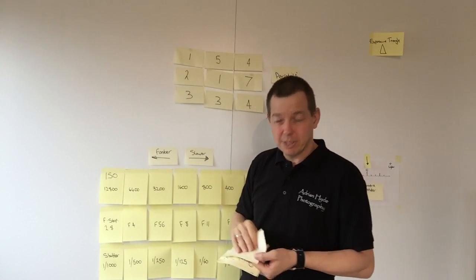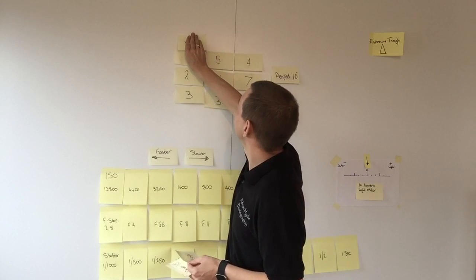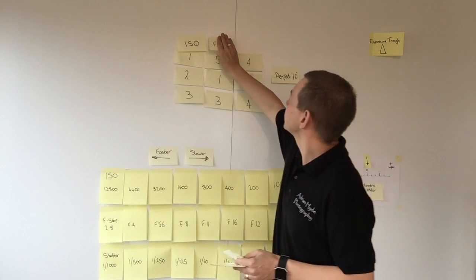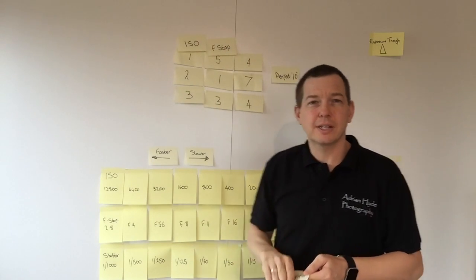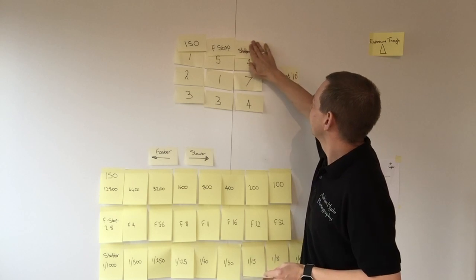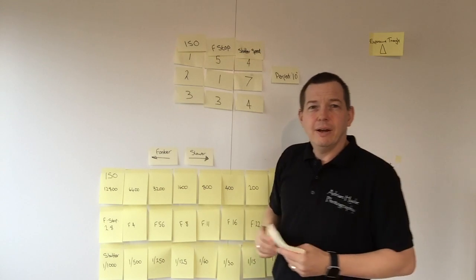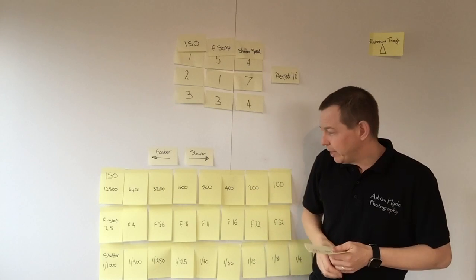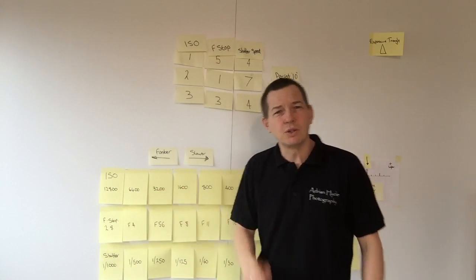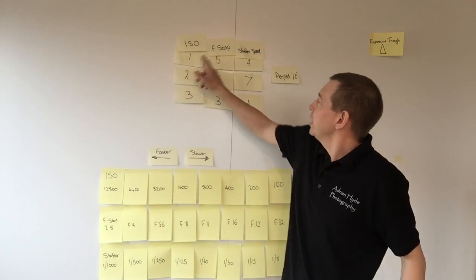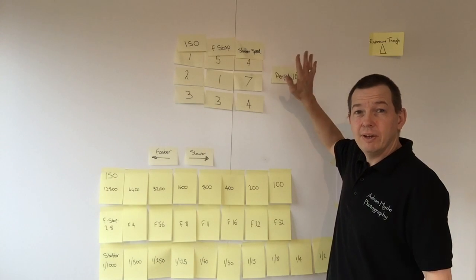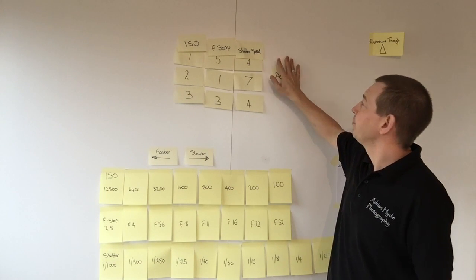We're going to give them names, so one's going to be ISO. One is going to be our f-stop, and one is going to be our shutter speed. Now, what I explained earlier on, the ISO, the f-stop and the shutter speed, they all do different things. So this combination of numbers here will have different exposures, although it's all exposed correctly.